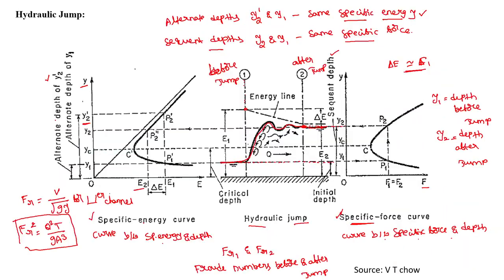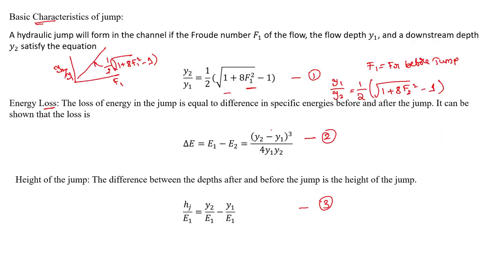As we have seen in this slide, energy loss takes place when a hydraulic jump has taken place. So how can we calculate that energy loss? The energy loss in the jump is equal to the specific energy before and after the jump. It can be shown that the loss is given by this particular formula.